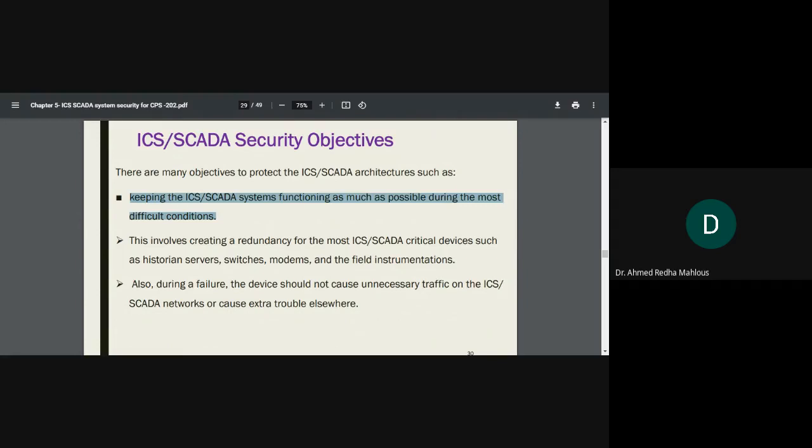In order to make the ICS function all the time, this can be done by way of redundancy. When you have critical devices within your ICS SCADA, like servers, switches, modems, and field instruments, try to have redundancy of those devices, because if one device falls down, whether from an unintentional or intentional threat, at least you have a replacement device, in order to make the device and the ICS SCADA function all the time.